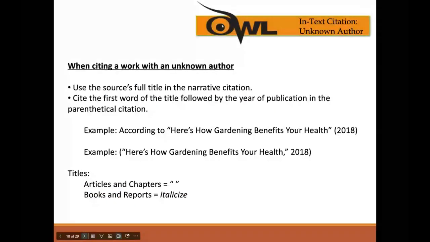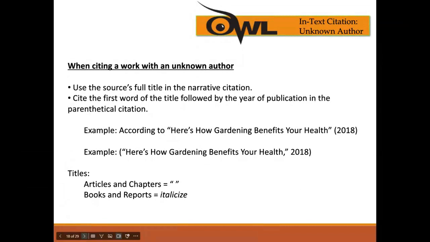So next, as I said earlier, I have pulled pieces from Purdue OWL's presentation because I thought they were really important. Most of the time you may also come across works that don't have any author. So use the full source's title in a narrative in-text citation, or cite the first words of the title followed by the year of publication in a parenthetical citation. What I suggest you do here is put, according to Here's How Gardening Benefits Your Health, 2018.